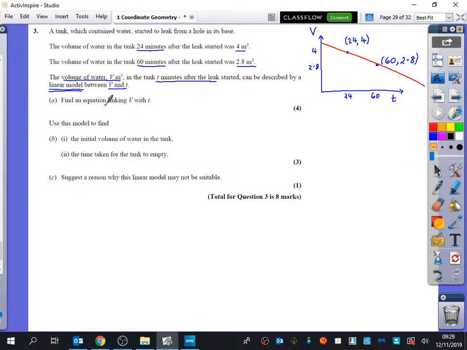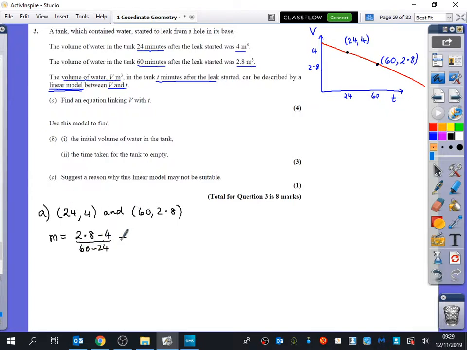We want to find an equation linking V with T. So, I have got 2 points, this point and this point here. I might even write them out again. I have (24, 4) and (60, 2.8). What do I need to do to find an equation between these 2 points? Ariful? Good, I'm going to find out what the gradient is. So to find the gradient, I'm going to do the change in y. So I might do the 2.8 take away 4, divided by the change in x, which is the 60 take away 24.